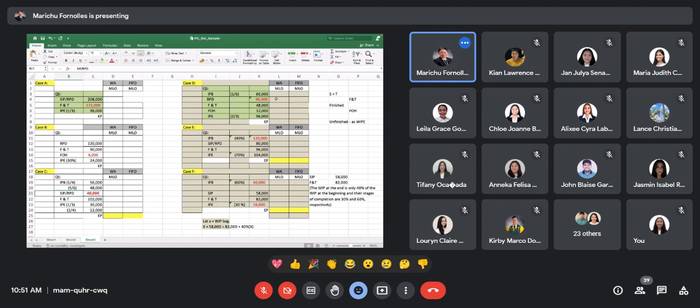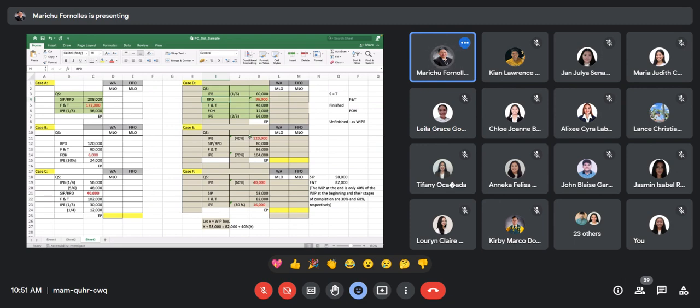For case D, okay, ang unknown is RPD. So the targets are complete. So add F&T plus FOH plus IPE. So our targets would be 156,000. So if the total targets is 156,000, deduct the only source of 60,000. So 156,000 minus 60,000 will give you a balance of 96,000 as your received from previous department.